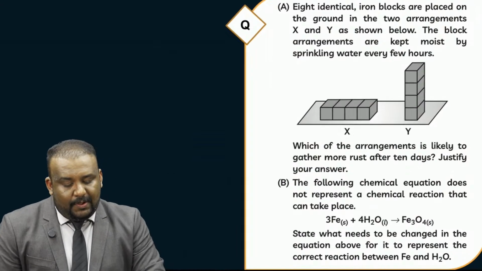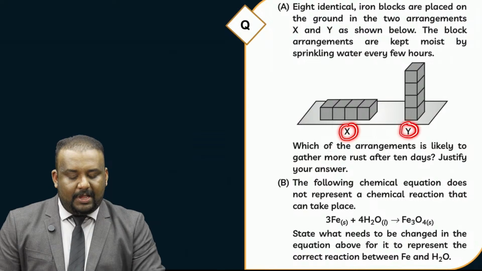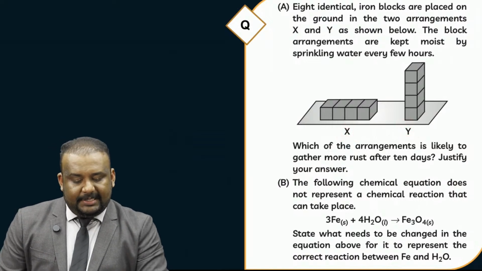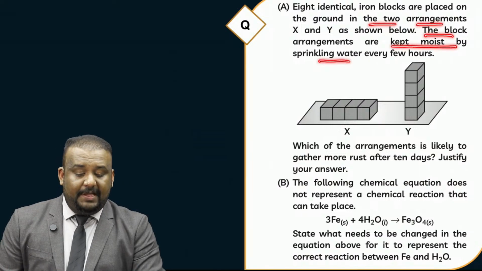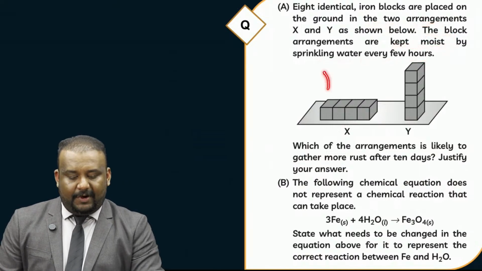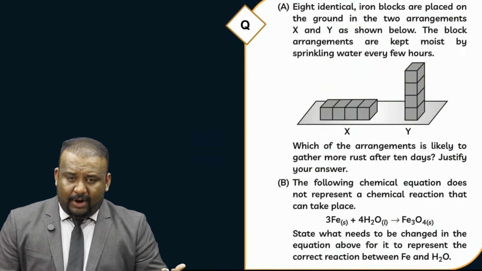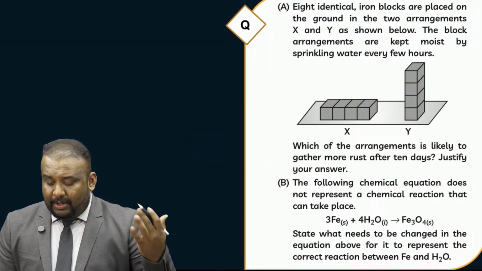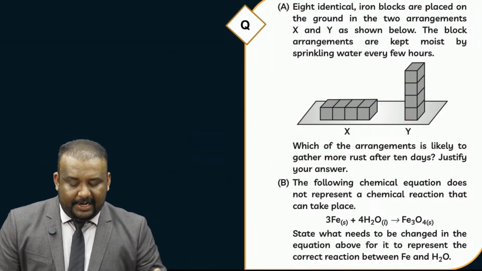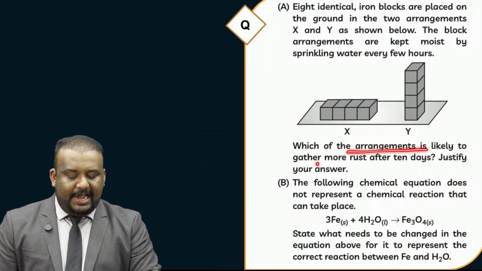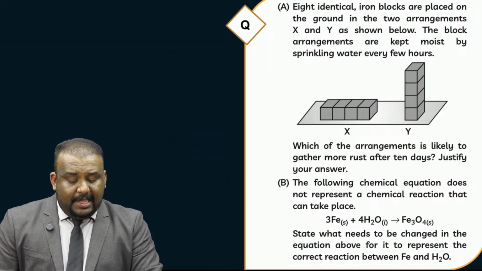Yes. So here you can see there is a block X and there is a block Y. And they said these are placed in the ground in the 2 arrangements. The block arrangements are kept moist by sprinkling water every few hours. So water is being sprinkled on it, and they are in contact with air. So definitely both the cases will have rusting developing on it. The question is, which of the arrangement is likely to gather more rust after 10 days? Justify your answer.